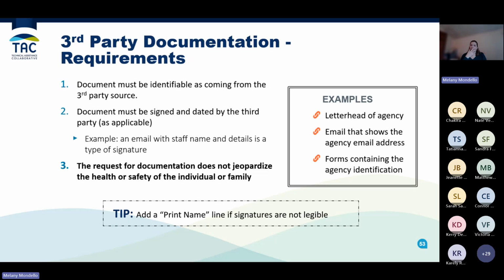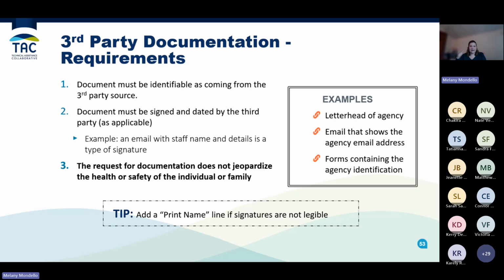Third-party requirements, you have to know your third-party requirement. You have to show who it's coming from. So you can see the examples. The letterhead of your agency is very clear. It would be, in my case, TAC, and I would write it on my letterhead and I would sign and date it. The email example that HUD showed works as long as email signatures show the agency and the name of the person. Sometimes there's a form that an agency uses. They have their stamp on it or their logo, but they do have to be signed and dated. They do have to be identifiable to someone who's not you, who's not receiving the letter directly. But again, not if it jeopardizes the family.